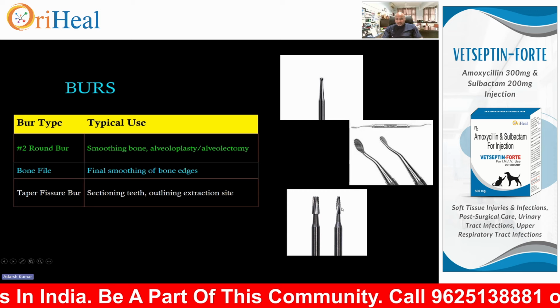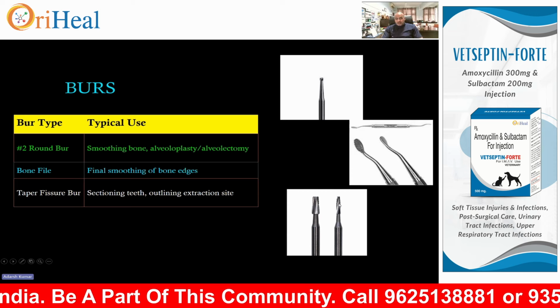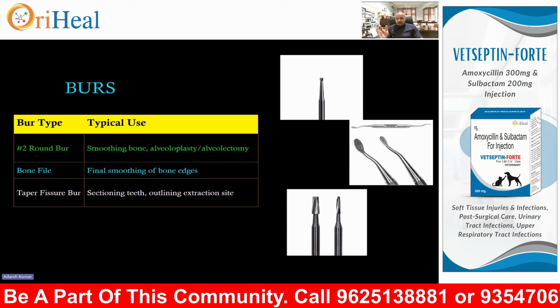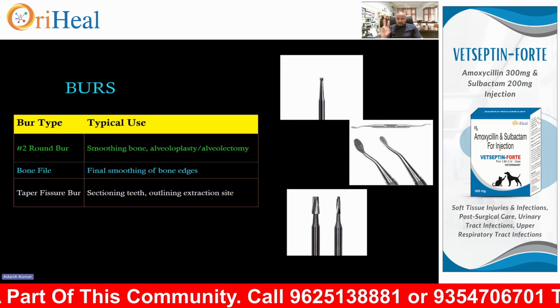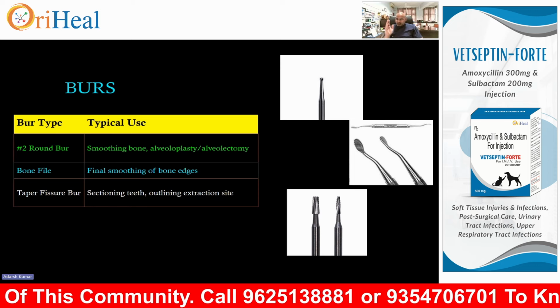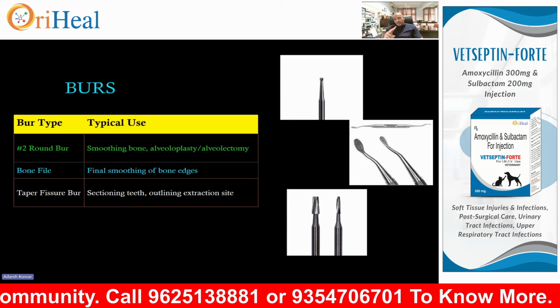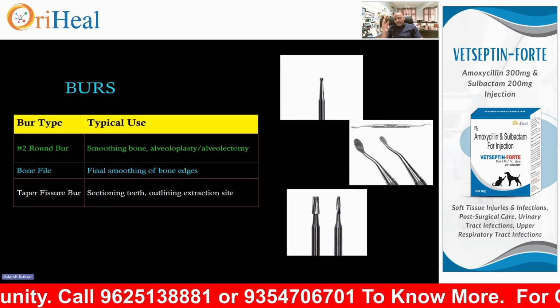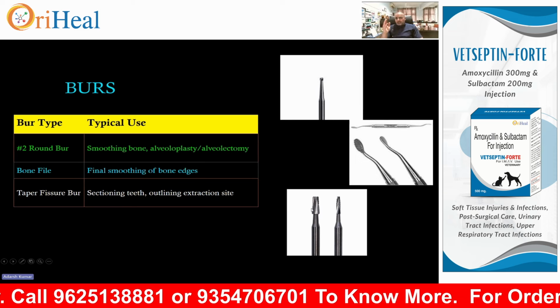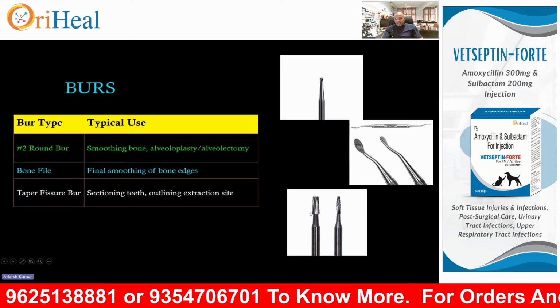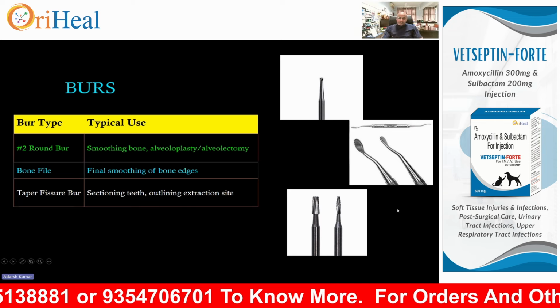These are used for sectioning the teeth. A two-rooted tooth has to be sectioned into two: one root mesial and another distal. So you have to cut it from the furcation. For cutting it, you need this taper fissure burr, or we normally call them cross-cut burrs.